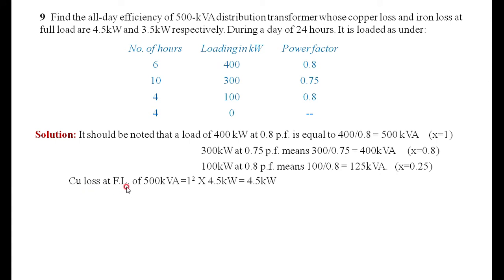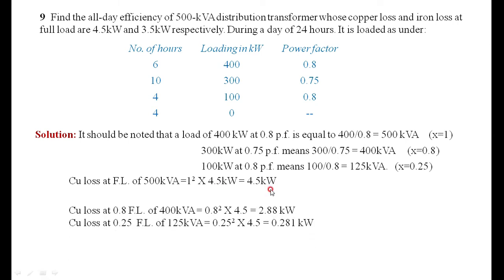Then copper loss at full load. Copper loss at full load means at 500 kVA copper loss is 4.5 kilowatt. Therefore, for the 400 kilowatt, we are calculating the loading factor x is equal to 1, and for 300 kilowatt the loading factor is 0.8, and for 100 kilowatt it is 0.25. Accordingly, you have to calculate. Therefore, copper loss at full load of 500 kVA, or it is nothing but 400 kilowatt, is 1 squared into 4.5, that is 4.5 kilowatt.